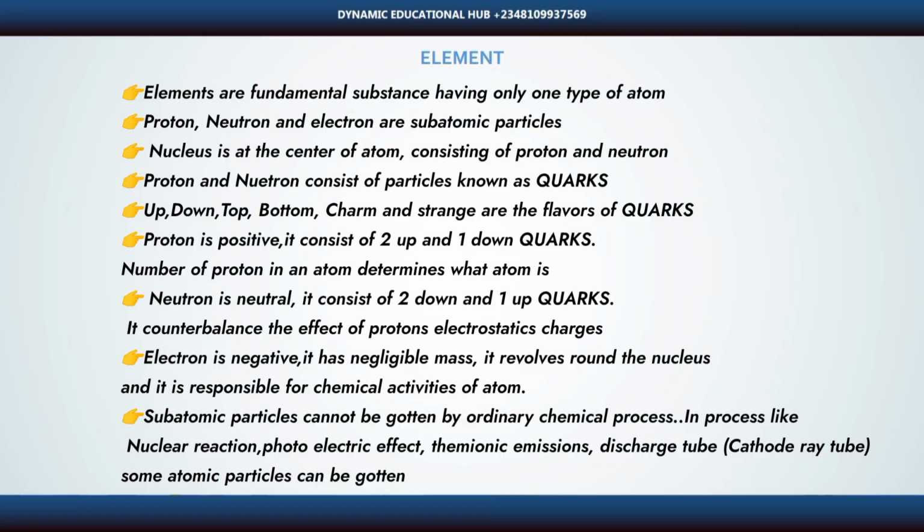You cannot split an atom by chemical process into various subatomic particles. However, you can use a discharge tube, cathode ray tube, to get electrons. You can use thermionic emission to get electrons from atoms. You can use the photoelectric effect to get photoelectrons. You can use a nuclear and particle accelerator to get all these particles that we are talking about.